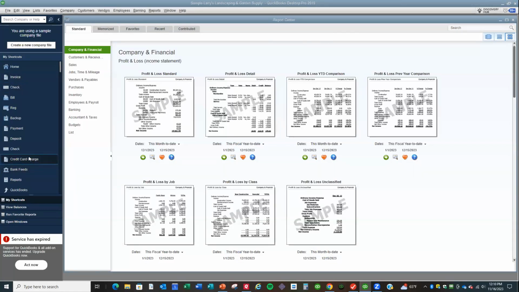And by hitting the reports shortcut, you'll see the various little thumbnails of the various profit and loss statements that are there. Gotta move this out of the way. Okay.